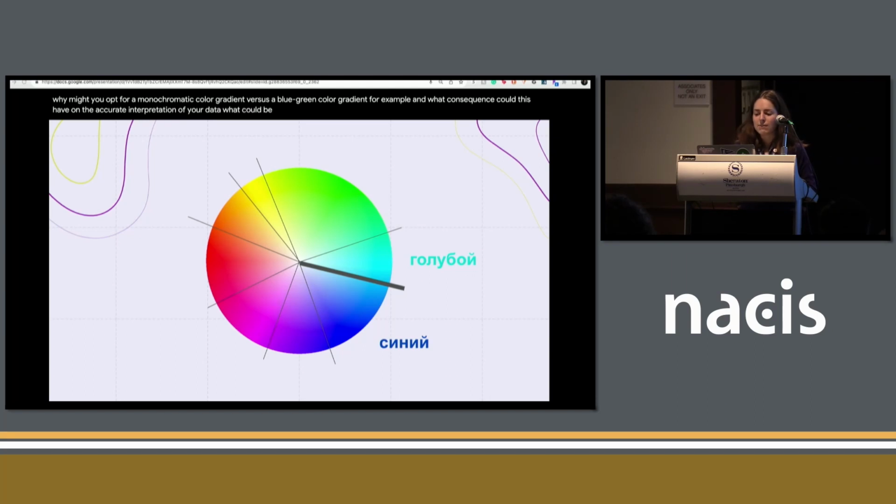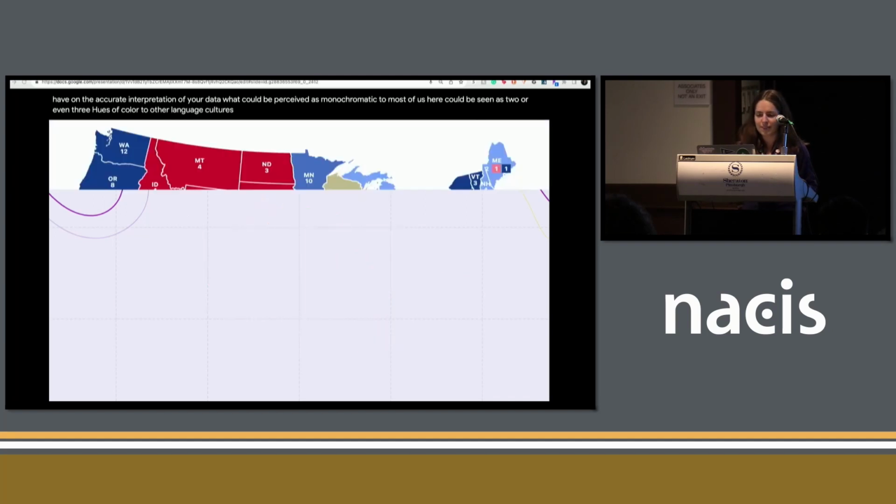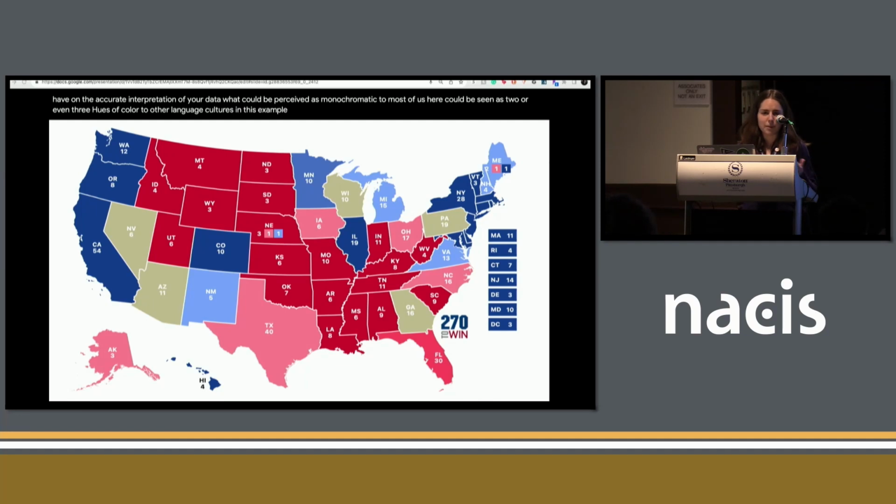What could be perceived as monochromatic to most of us here could be seen as 2 or even 3 hues of color to other language cultures. In this example projection of an American presidential election, as English speakers and as people familiar with the US, we know that the red and light red both represent Republican votes, while dark blue and light blue both represent Democratic votes. But what if light blue and dark blue to us were like blue and green? Would that change our perception of this map?